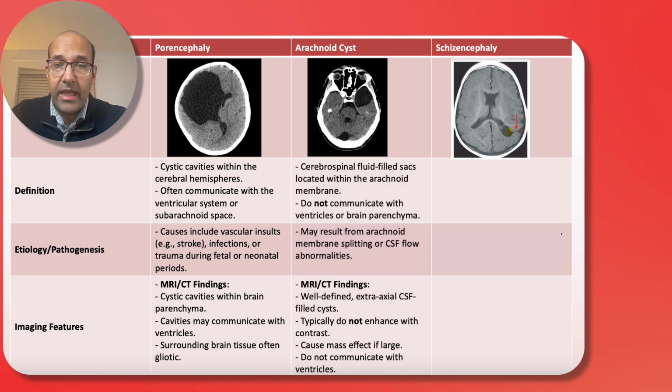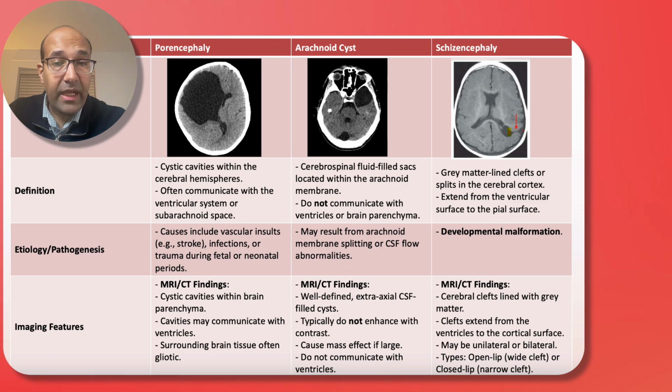While an arachnoid cyst is a cerebrospinal fluid sac located in the arachnoid membrane, and it really results from arachnoid membrane splitting abnormality or CSF abnormalities. It can be defined as an extra-axial CSF-filled cyst, and it typically doesn't enhance and is typically not communicating with the ventricles. While schizencephaly, as we talked about, is a gray matter-lined cleft splitting the cerebral cortex and usually extending from the ventricular surface to the pial surface, leading to developmental malformation.